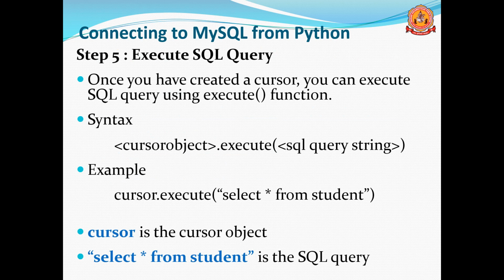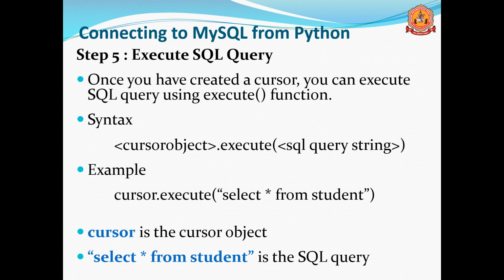For example, cursor dot execute, select star from student. Remember here, cursor is the cursor object. Next is select star from student, which is an SQL query. Select star from student means we are going to retrieve all the data.